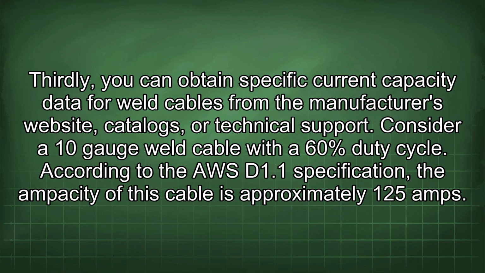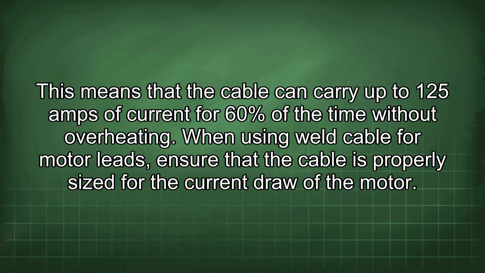Consider a 10-gauge weld cable with a 60% duty cycle. According to the AWS 10.1 specification, the ampacity of this cable is approximately 125 amps. This means that the cable can carry up to 125 amps of current for 60% of the time without overheating. When using weld cable for motor leads, ensure that the cable is properly sized for the current draw of the motor.